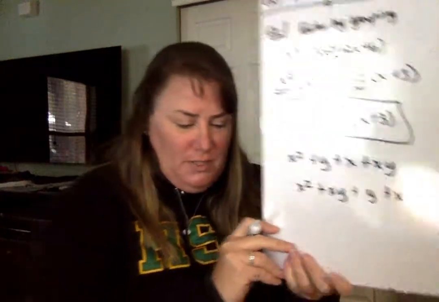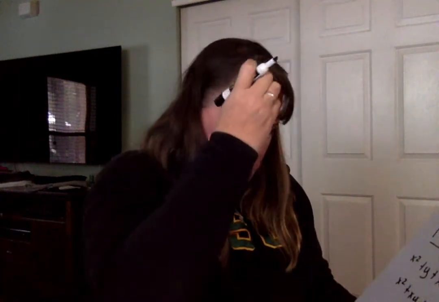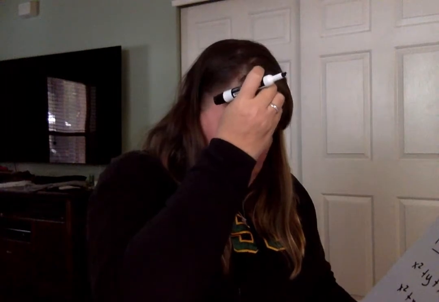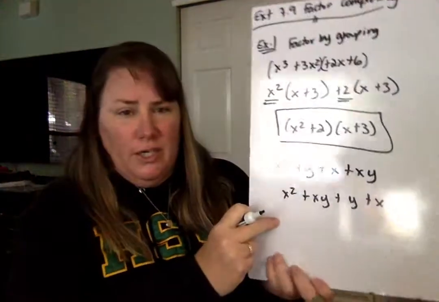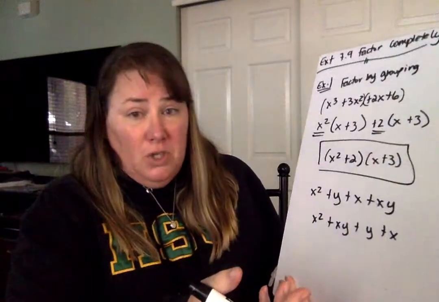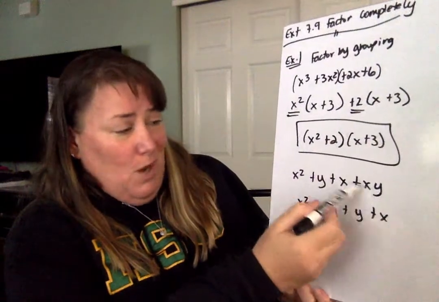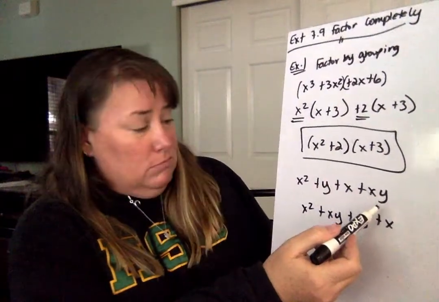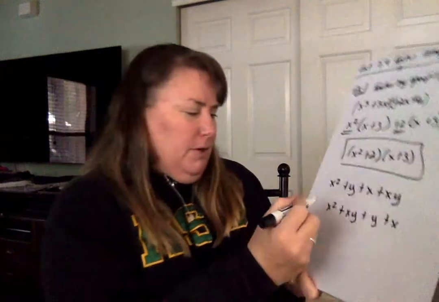Now do your grouping symbols. Did they put that in order in the book? Yeah, they did. And actually, they grouped it a different way. I've always done it by a degree. You can group it another way. You can go x squared plus x plus y plus xy. You can group it that way. We're still going to get the same answer, though. All right, there we go.